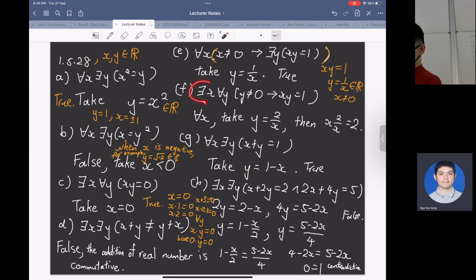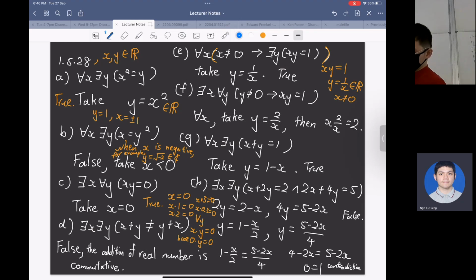Next, there exists an x for every y such that y is not equal to 0 implies xy equals 1. True or false? There's this x for every y. So you need to find an x if you want to show it is true. Then you need to find an x such that for every y it is true.